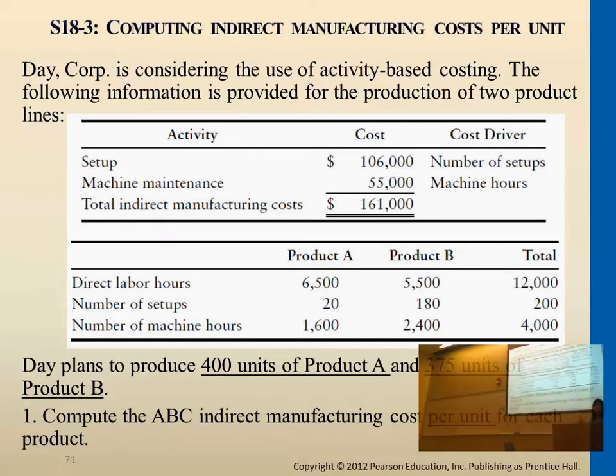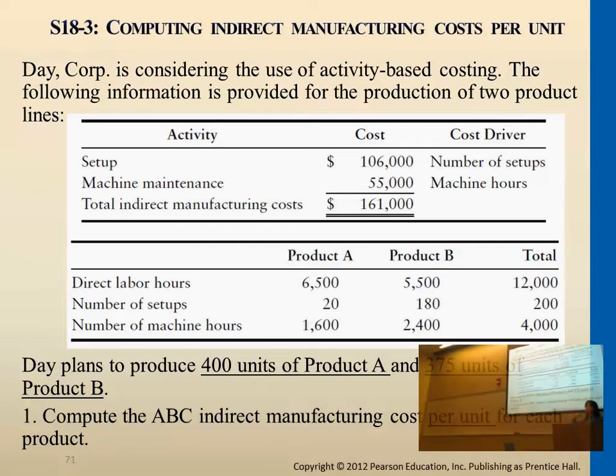First, if we look at setup, it tells us the cost estimated is $106,000. What about the total quantity? What do we divide it by? Divided by 200, because the problem tells us that the driver on the right-hand side is number of setups. If you look at this table, the number of setups in total is 200. So we use $106,000, the total cost of setup budgeted, divided by the number of setups, which is the driver, the factor of why this cost is accumulating.